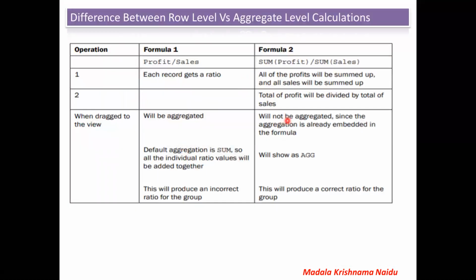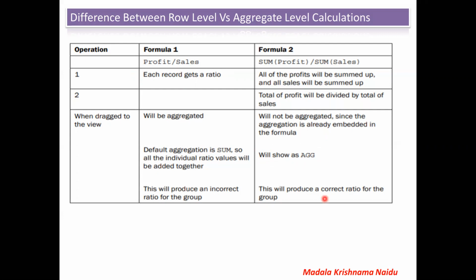Okay, now we'll go to aggregate level calculations. Here it will not be aggregated further since the aggregation is already embedded in the formula. While writing the calculation itself, we used sum of sales, sum of profit divided by sum of price. So it is not going to be aggregated further because it is already aggregated at the calculation level. Whenever you drag this calculated field into your visualization, it is going to show AGG, which means it's an aggregated field.